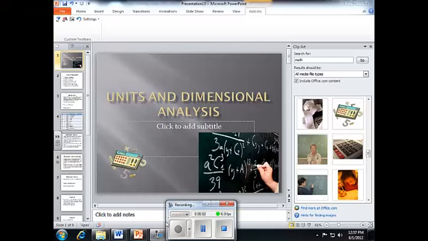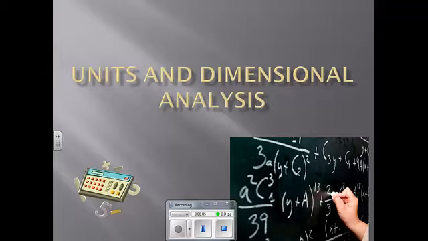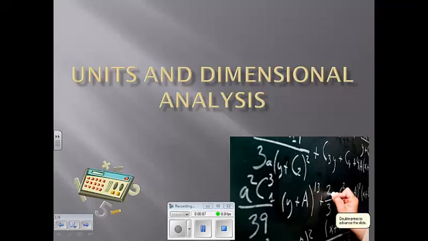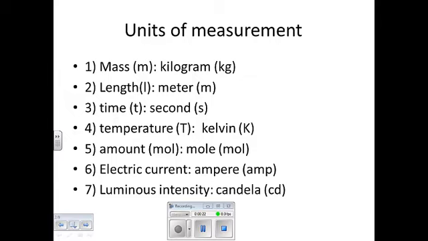Alrighty, this video is over units and dimensional analysis. You need to be familiar with what units are and be able to convert from the base unit to whatever units you're working with. In dimensional analysis, you'll go between individual units. So here are units of measurement. So here's what you need to fill in.